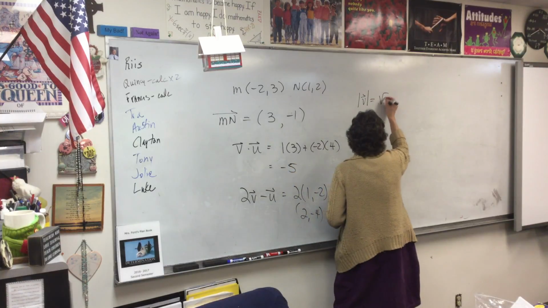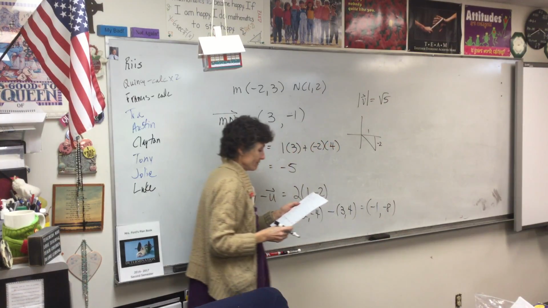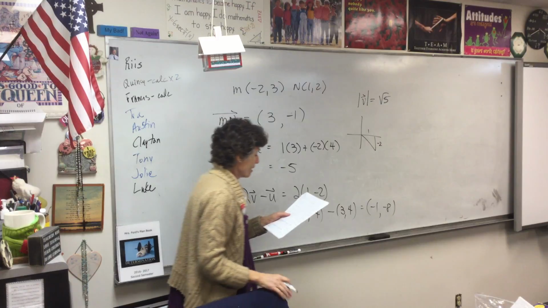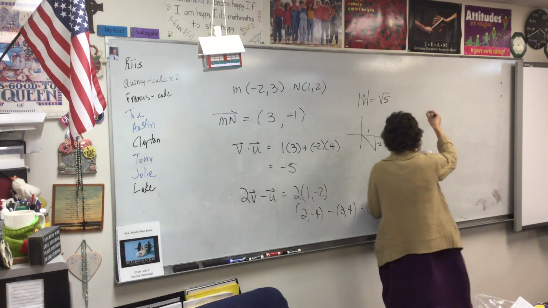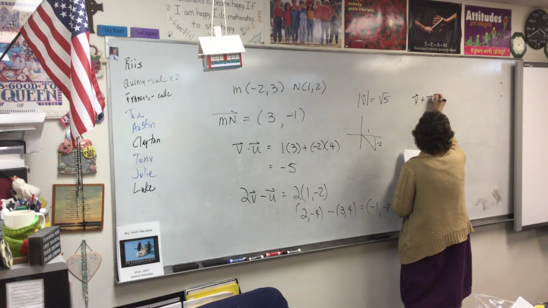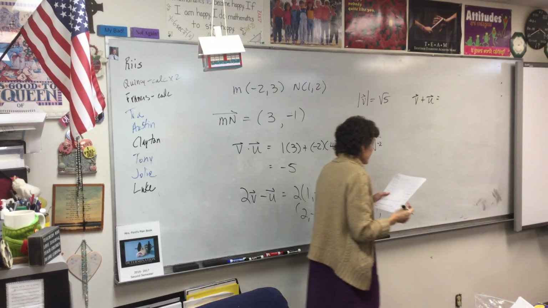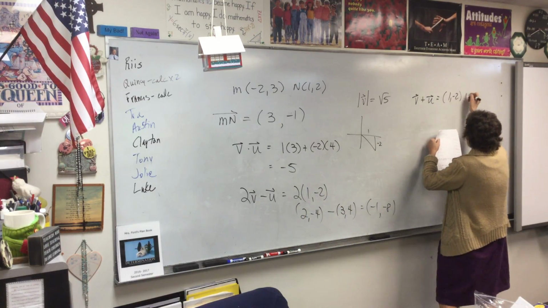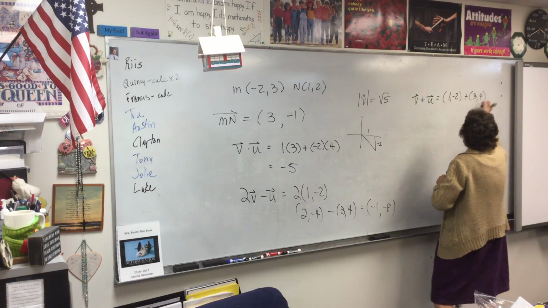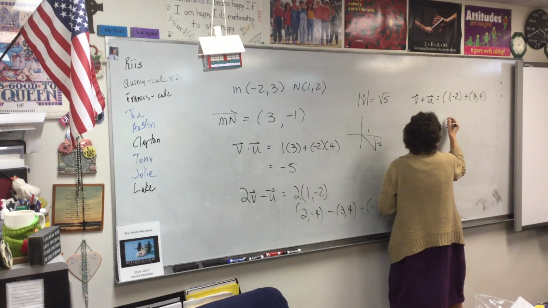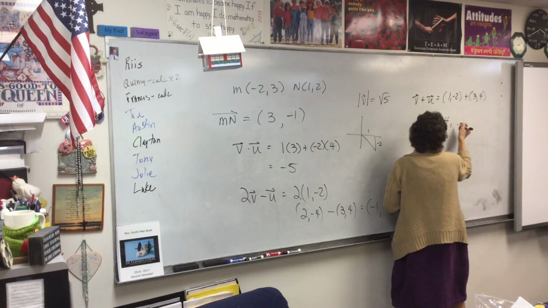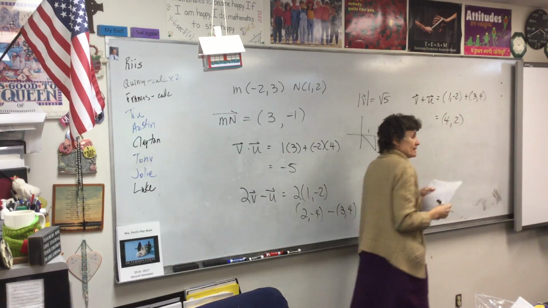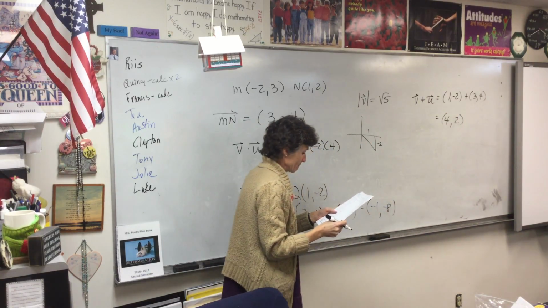Root 5. Your magnitude is root 5. All right, D. V plus U. All right, how do we add these guys? Real easily. What would the sum of these two vectors be? 4, 2. Easy, easy, easy.